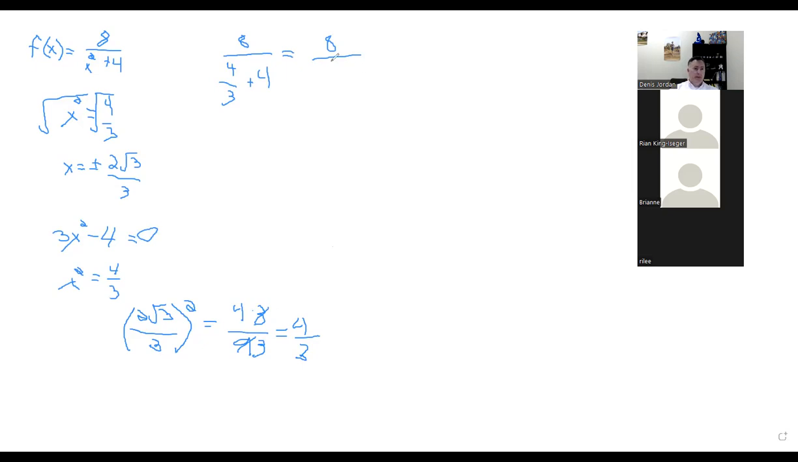Oh, you know what? I didn't put the square in there. I was trying to add 2 square root 3 over 3 to plus 4. That's what I was doing. Okay, all right, let's just do that instead. So then 4/3 instead of x squared plus 4.